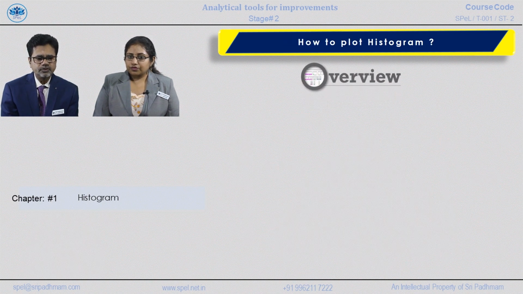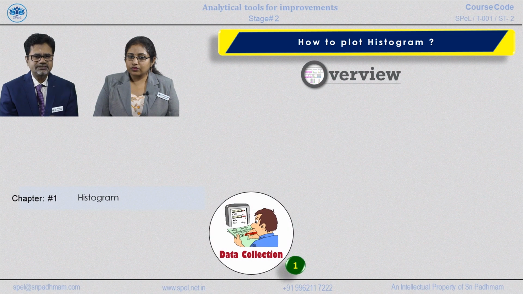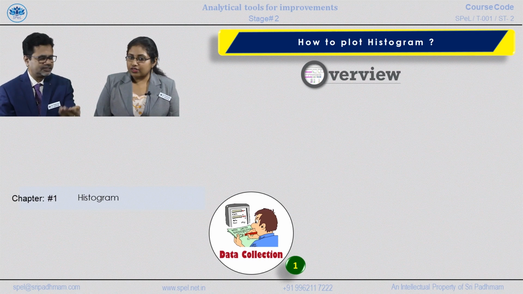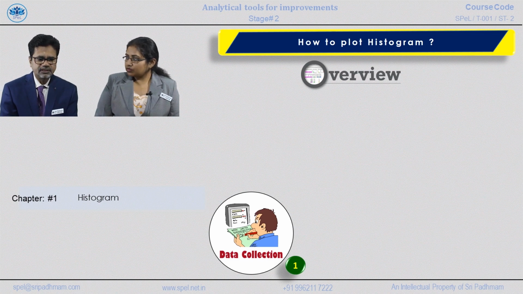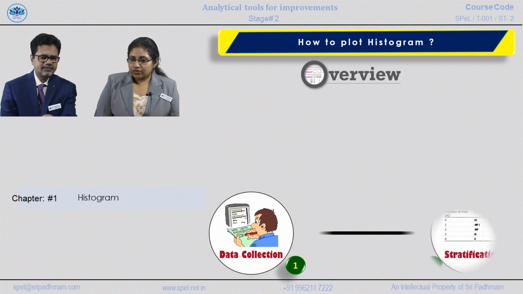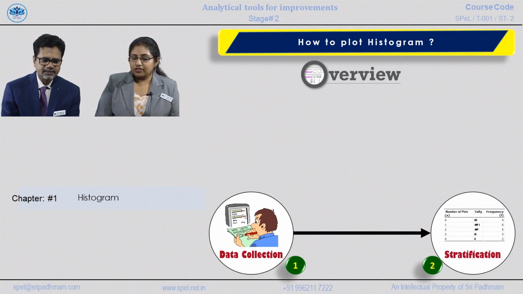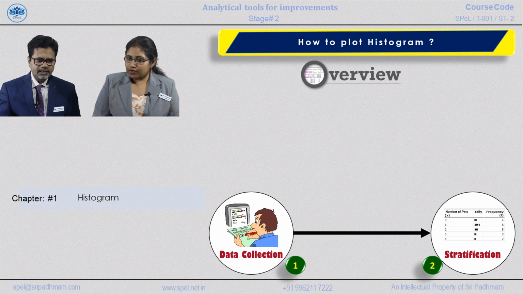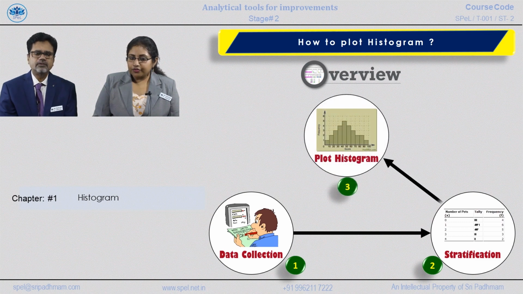Now, some overview. First and foremost is data collection. Collect data. This is exactly where we gave the inputs to our learners during the first stage, with different methods in the check sheet itself, 4 different methods. Data is now collected. What next? Data has to be stratified, grouped. I collected data, and if it is not grouped already, I have to group the data. Then from there, I have to plot the histogram.